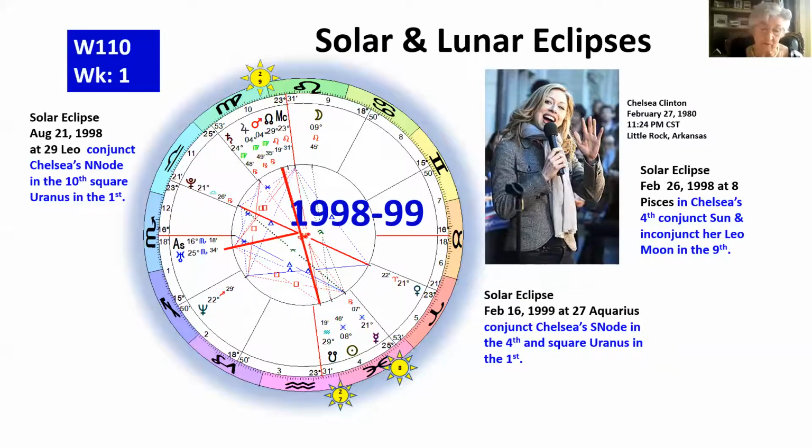I know that's a quick look, but for instance, an example: Hillary Clinton here in 1998, when her father was unfortunately caught. That was an interesting year for her. Here are the eclipses going back and forth across her 10th house, 4th house, squaring her natal Uranus. That's just a general statement, but indeed it's a clue.